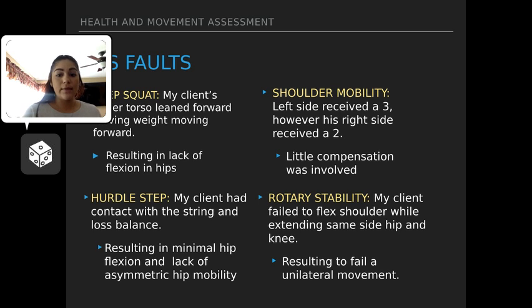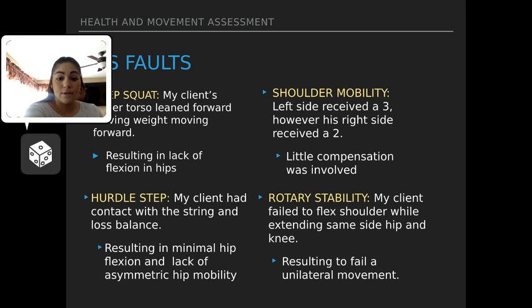Shoulder mobility: his left side received a 3. He is left-handed, so you would imagine that he is more flexible in his shoulder on his left side. However, in his right, he received a 2, which means a little compensation was involved, but he didn't get to complete it. And again, this is typically normal, that one is more flexible than the other, and this is an easy fix by him doing flexibility and mobility yoga and working your movements in your arms, and even bands would help.